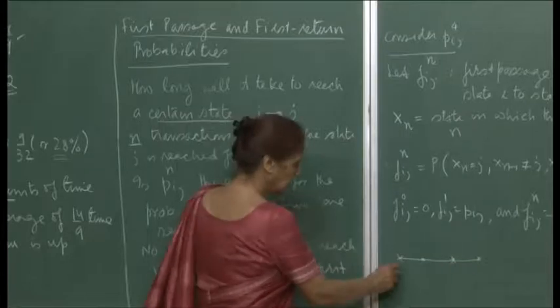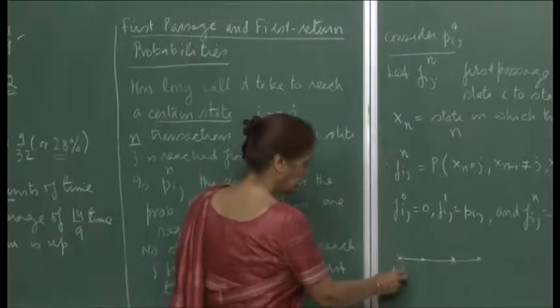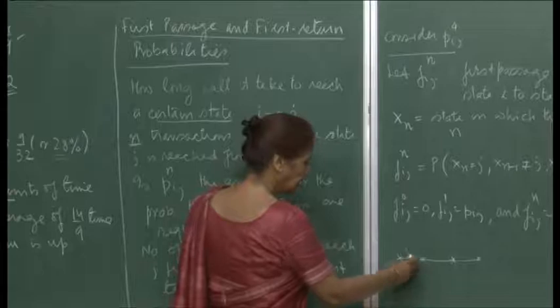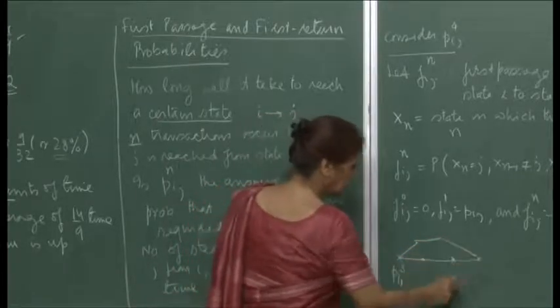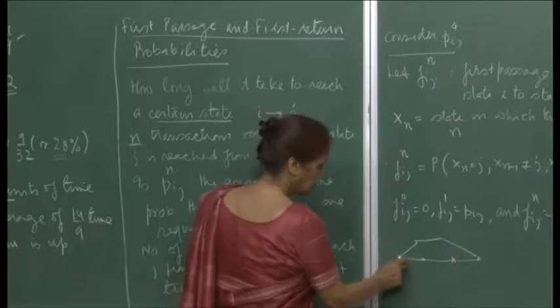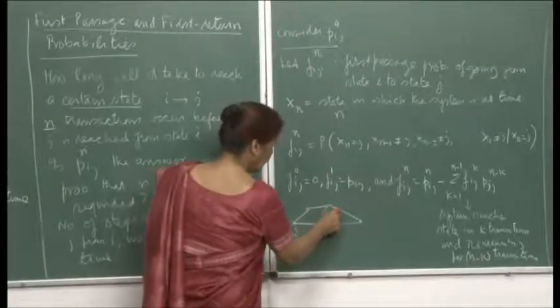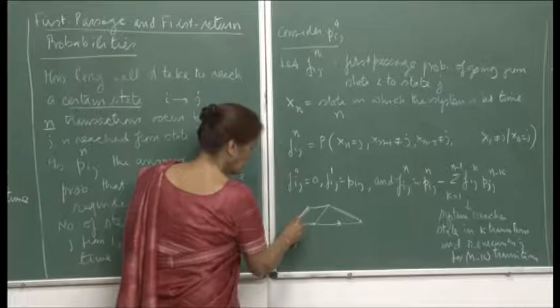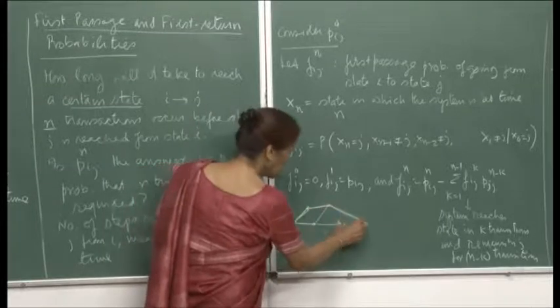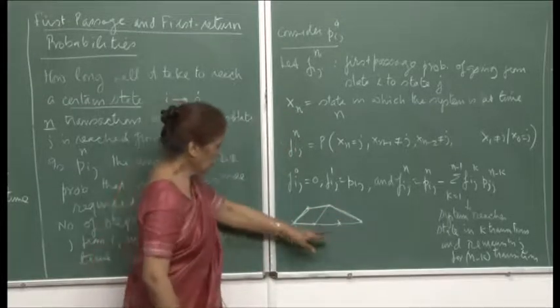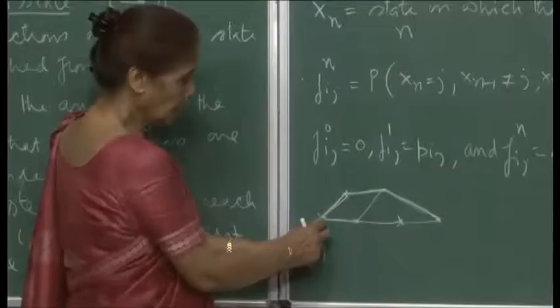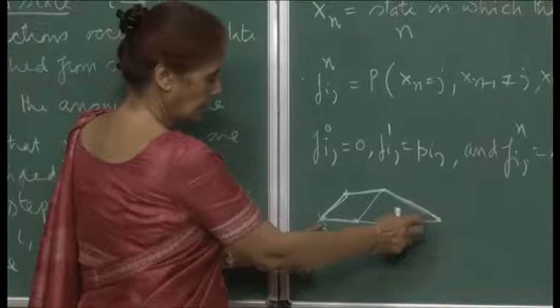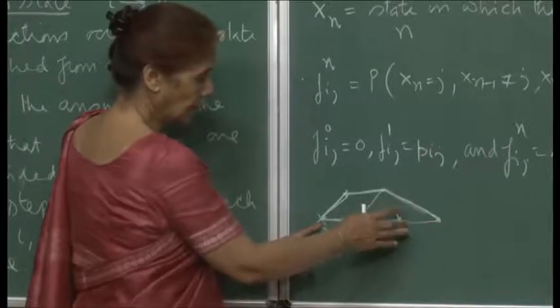So, this was your P113 of course, which also included that you could go from here to here, remain here and then come here, right. Or you could stay here, then go here and go here. So, this is fine. This particular path that you are taking, you are not coming back to state 1 before. So, starting from state 1, you are reaching here without going to state 1 beforehand, right.